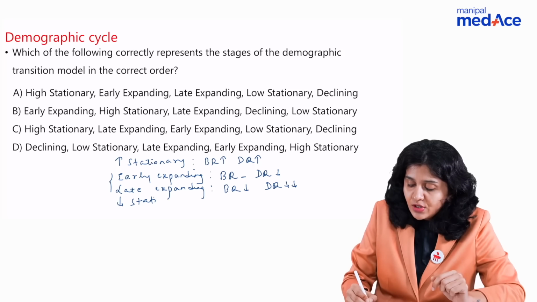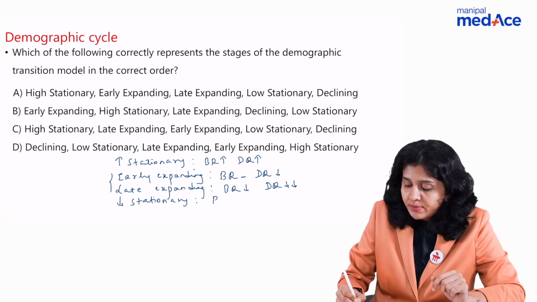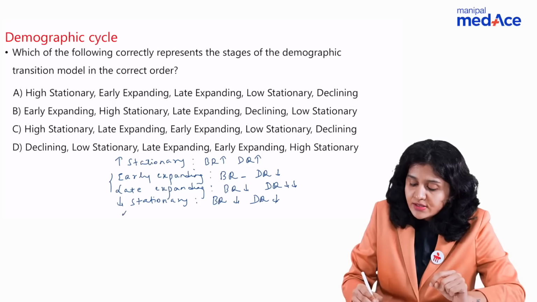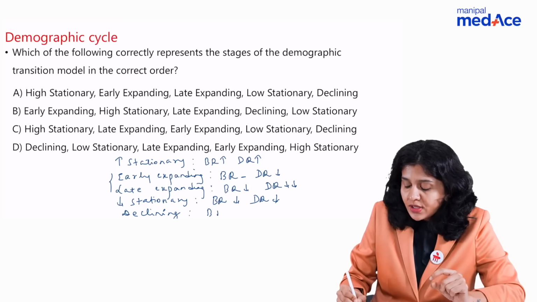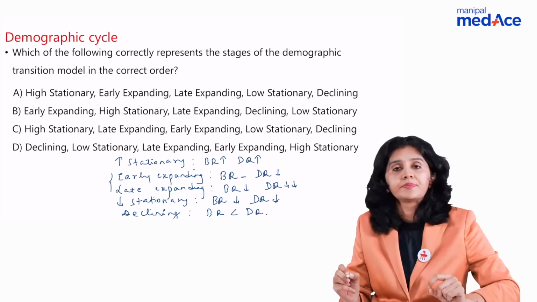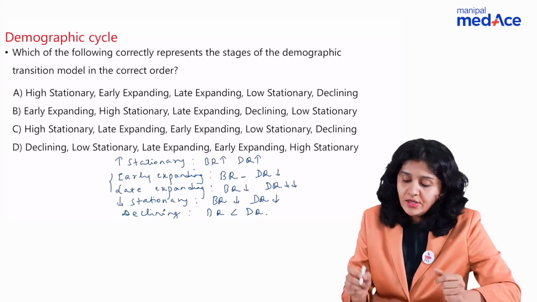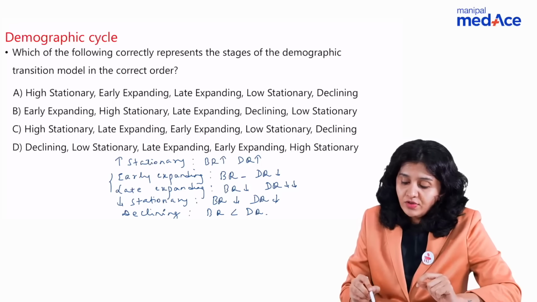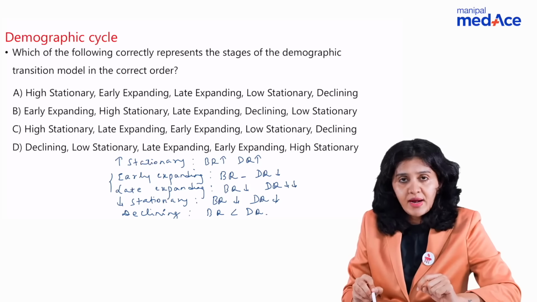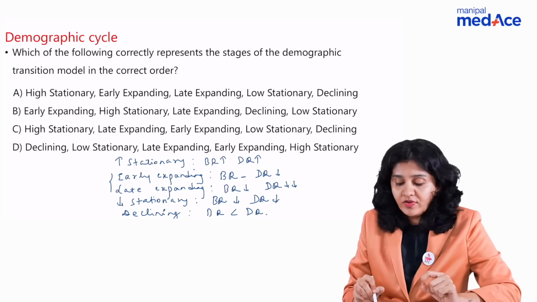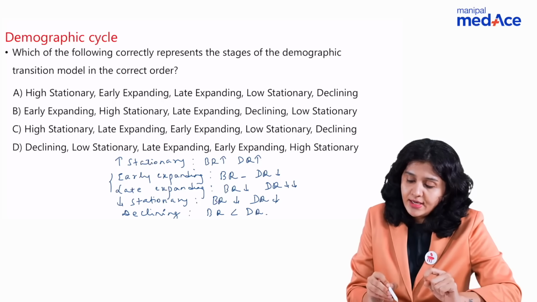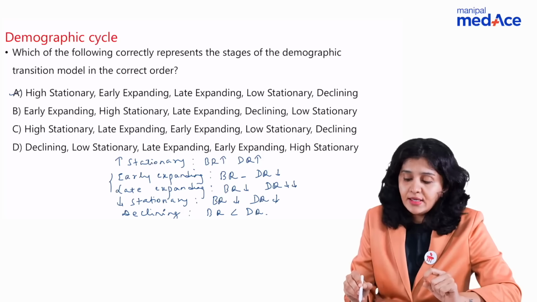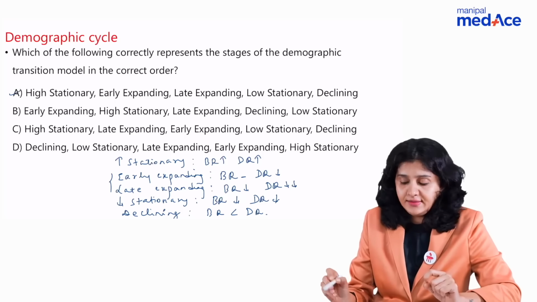The fourth stage is low stationary. In this, birth rate is low, death rate is also low. The last phase is declining. In this, birth rate is only less than death rate, right? This is what you need to understand. We have read this. So they've asked the correct order here. The first one is high stationary, second one is early expanding, third phase is late expanding, fourth phase is low stationary, and the fifth phase is declining. So what is the correct option here? The first one, right? High stationary, early expanding, late expanding, low stationary, and declining.